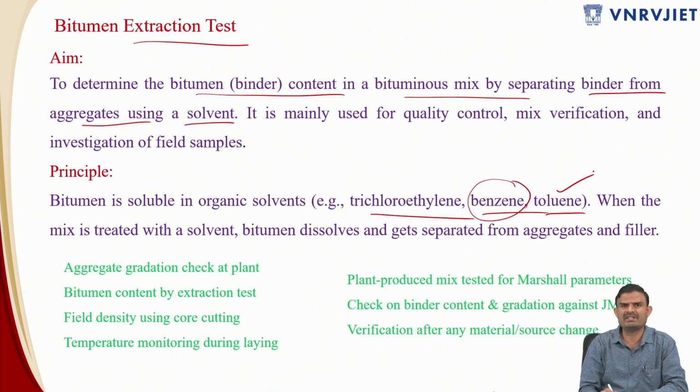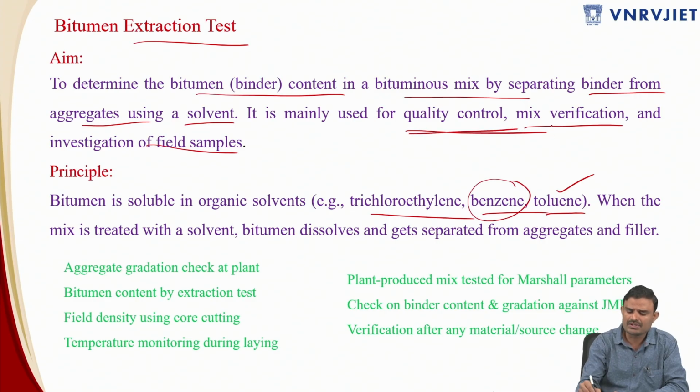You have to dissolve that bituminous mixture, either the mix which is obtained from the field through the core cutting process, which has to be broken into pieces and dissolved in the solvent, or a laboratory mix which is produced and dissolved in the solvent. Either way, you can do this test on field mixes or laboratory produced mixes. It is mainly used for quality control along with mix verification and investigations on field samples for research purpose. It is not a test conducted before accepting the material, but basically a quality control test used for mix verification and investigations of the field samples.